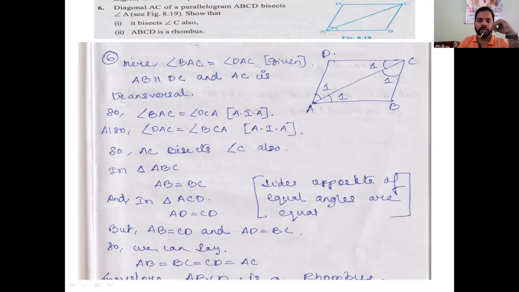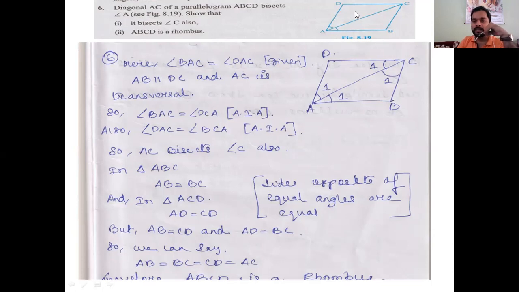Okay. So now you see, here angle BAC is equal to DAC. It was given because it bisects angle A. AB is parallel to DC and AC is the transversal. So angle BAC is equal to DCA. Okay, try to understand it. BAC is equal to DCA, alternate angle. But BAC is also equal to DAC.